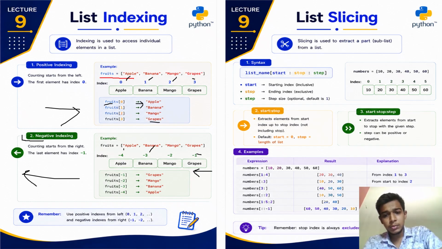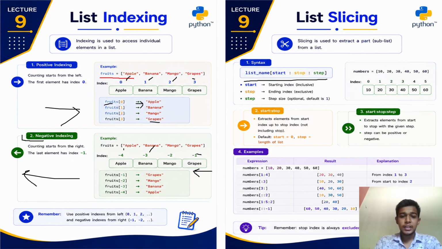Now, let's move to our next topic, which is slicing of the list. Sometimes we don't need just one element, instead we want a portion of the list. For that, we use slicing. Here you can see the syntax. Let's understand each part. Start is where slicing begins and stop is where slicing ends, but the stop index is not included, and step is how many positions Python should move each time. The default value of step is 1.